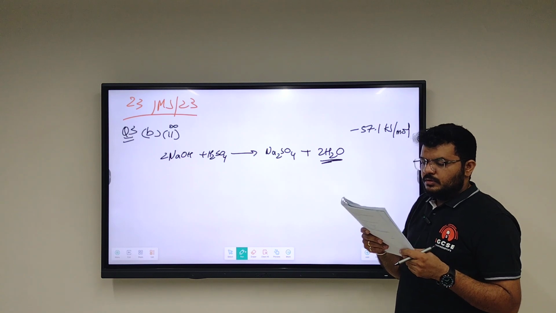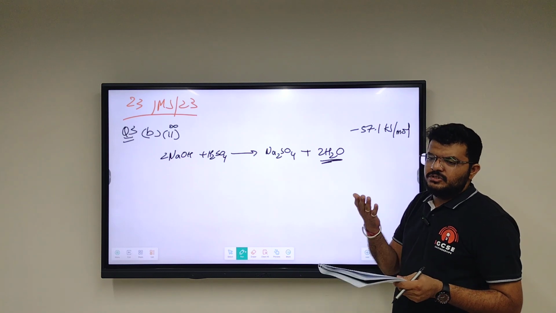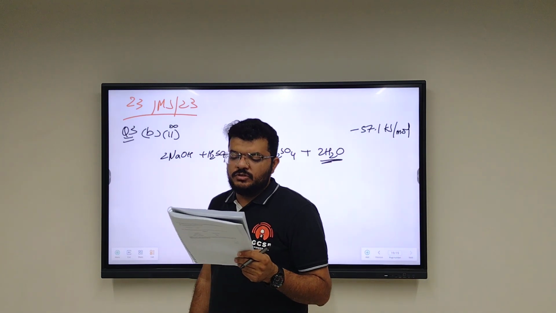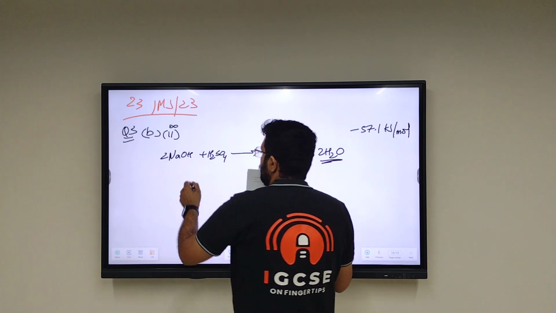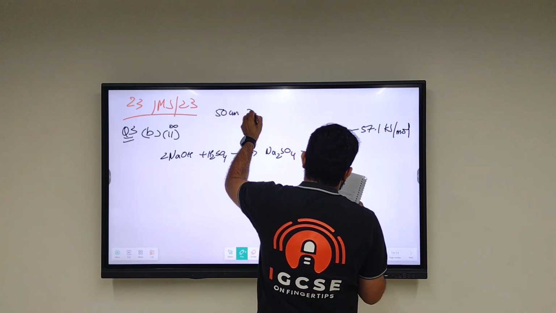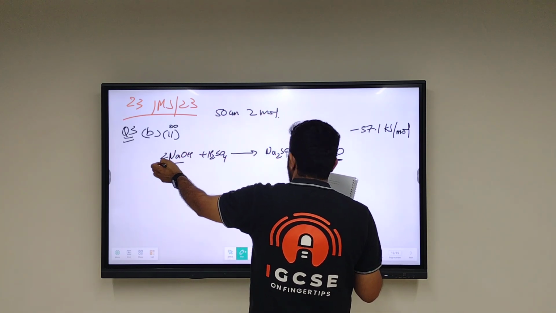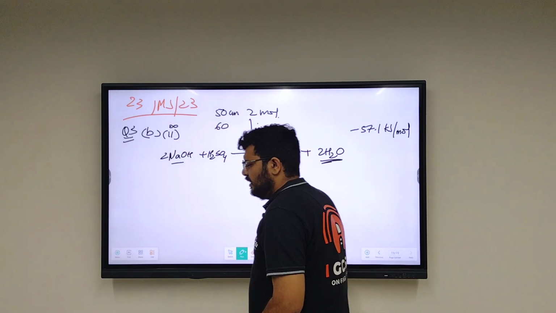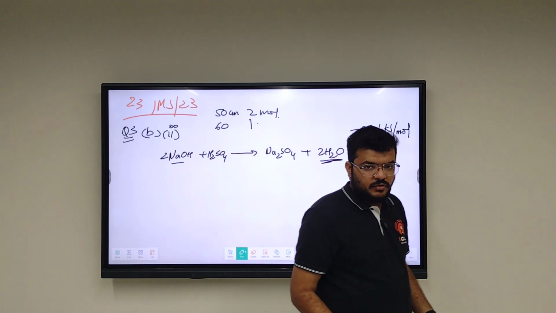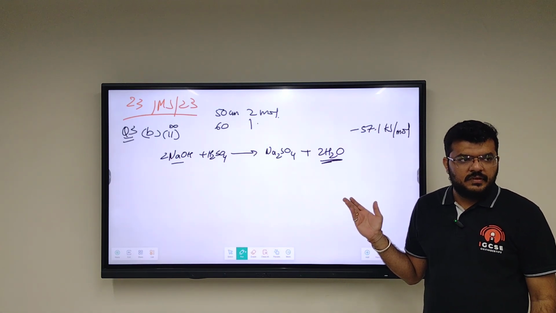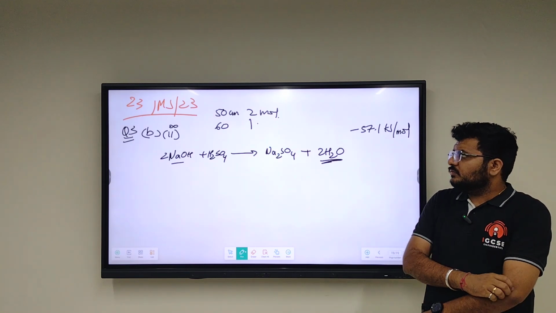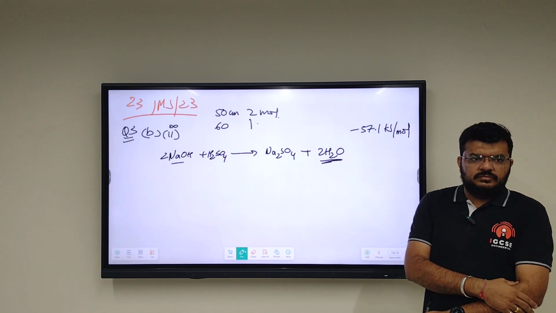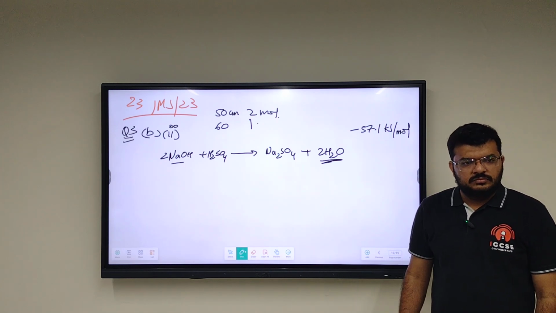Can you do the whole question? The enthalpy change of neutralization, the one below: use experiment 1 to calculate the amount in mole of H2SO4 that is neutralized in the experiment. So you have taken 50 centimeter cube of 2 mole per dm cube NaOH and you have taken 60 centimeter cube of 1 mole per dm cube of H2SO4 which is in excess. The ratio of H2SO4 to NaOH is 1 to 2. 100 upon 2 is 50, that is 60. So H2SO4 is in excess.